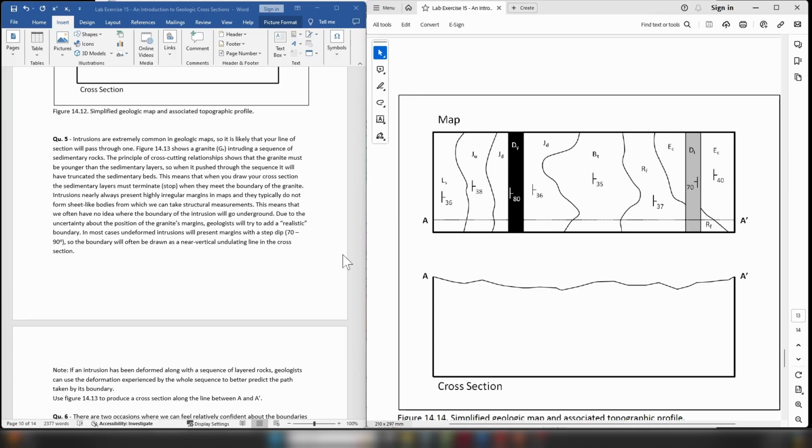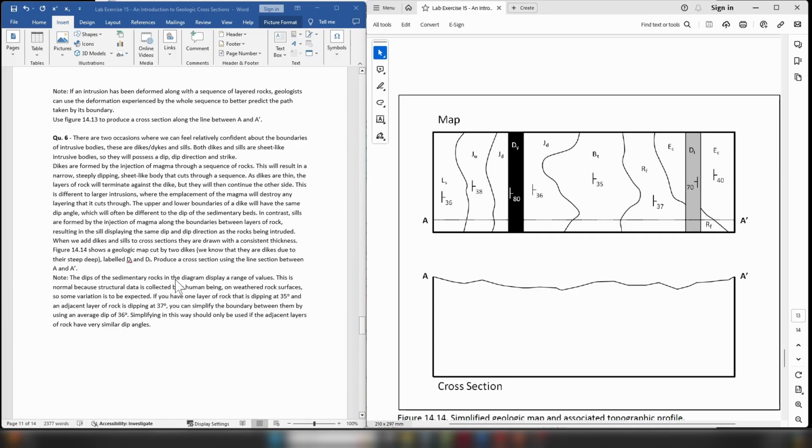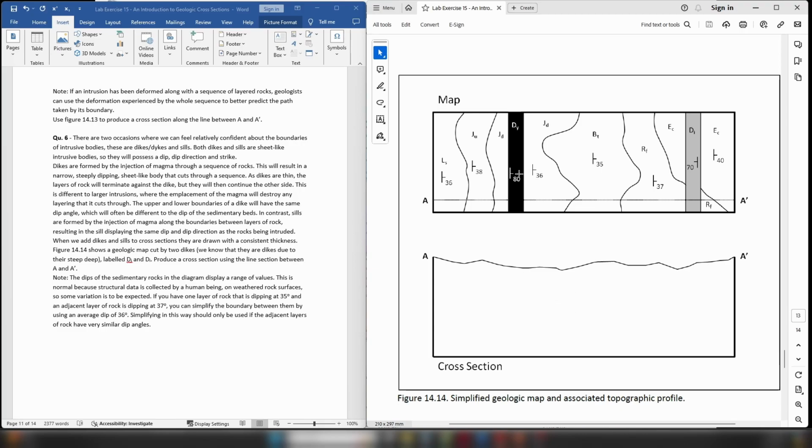So for question 6, we are going to move on to this diagram right here. Now, question 6 is dealing with the intrusion of dikes through a sequence of stratified rocks. So you can see on this diagram, we have two dikes, dy and di. So those are going to be the first thing that you are going to put onto your cross section. So you can see that dy has a dip of 80 degrees, very, very steep, and di has a dip of 70 degrees, also pretty steep. This is perfectly normal for dikes.